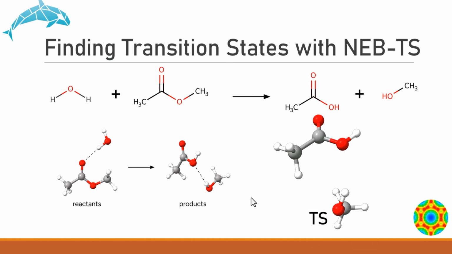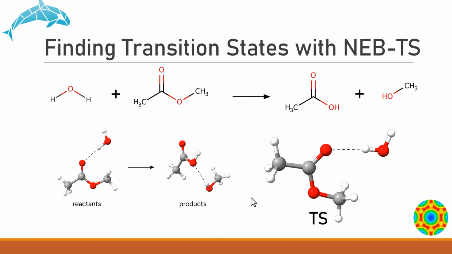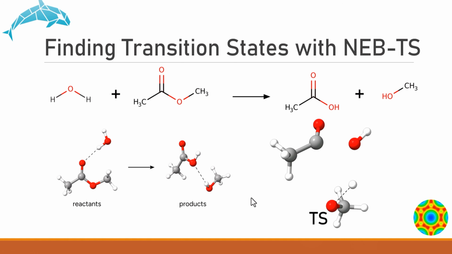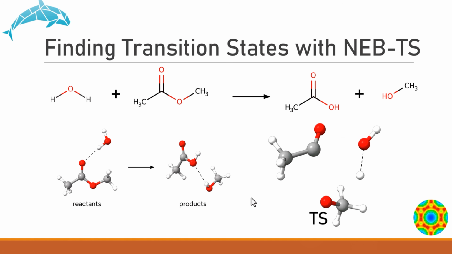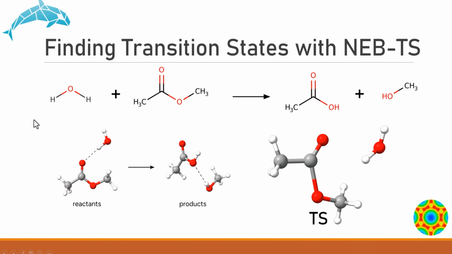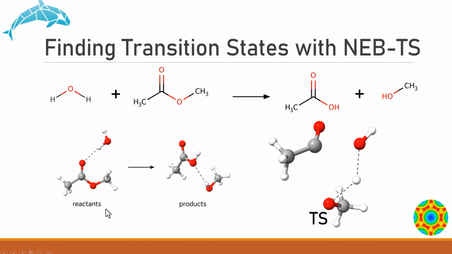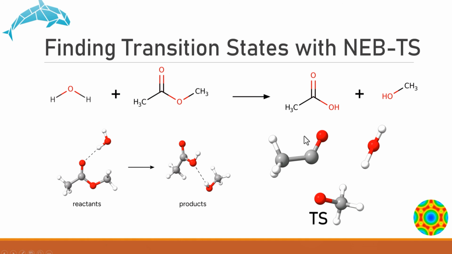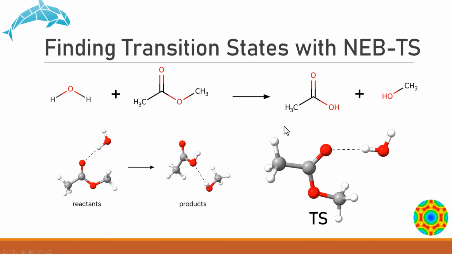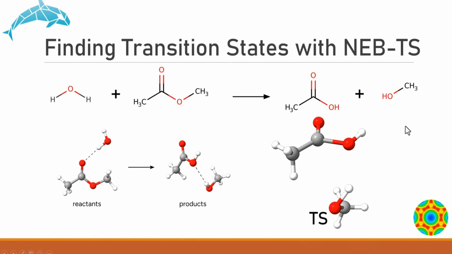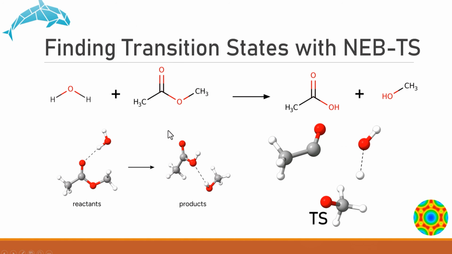Then we can also do transition state calculations in order to find the transition state of our mechanism. This is a simple reaction given in that tutorial. This is the reactant, this is the product, and this is the transition state. So we can optimize this transition state using ORCA.